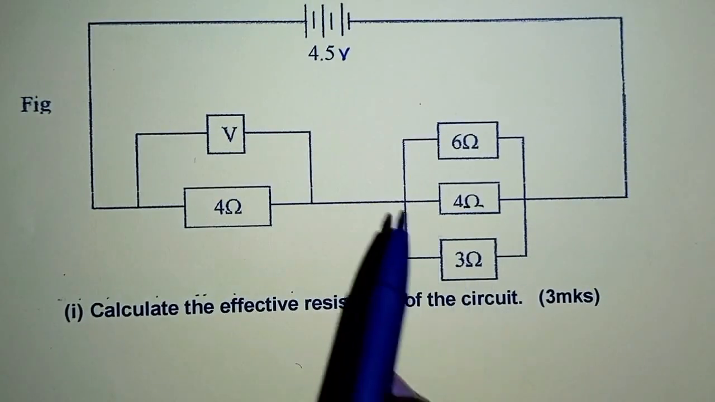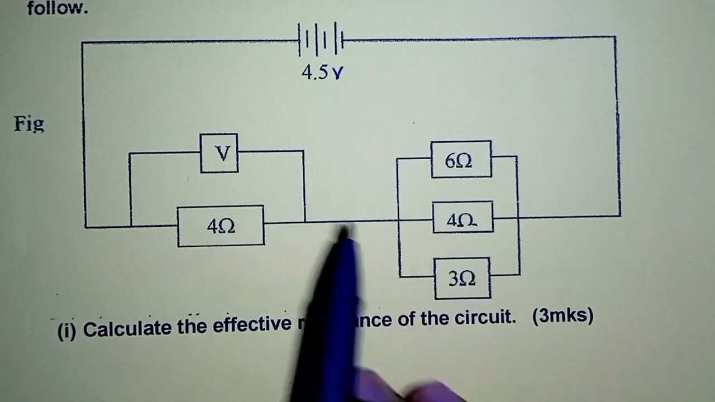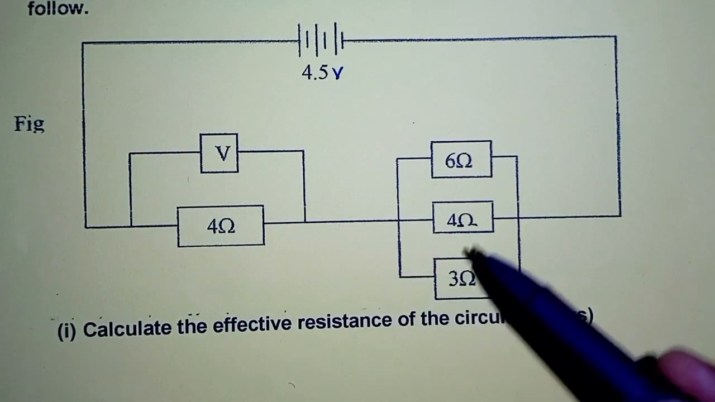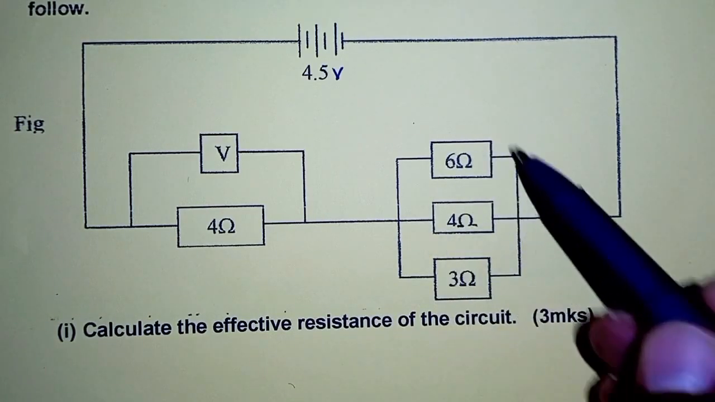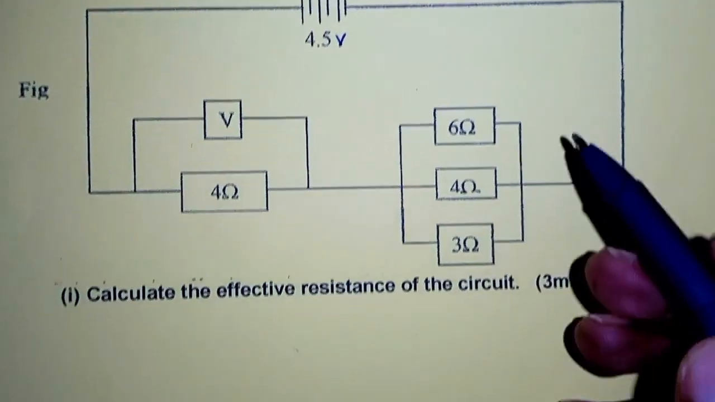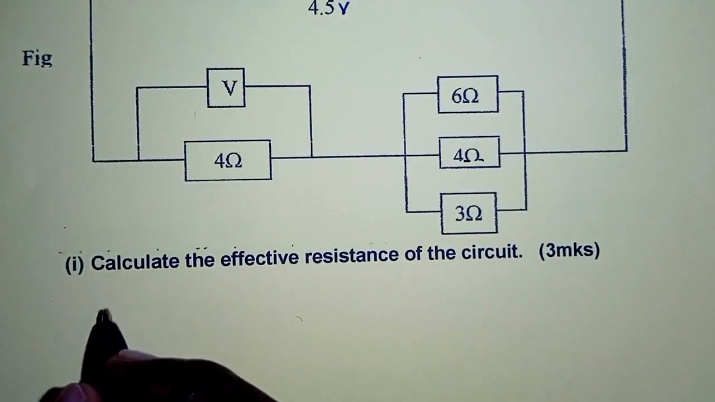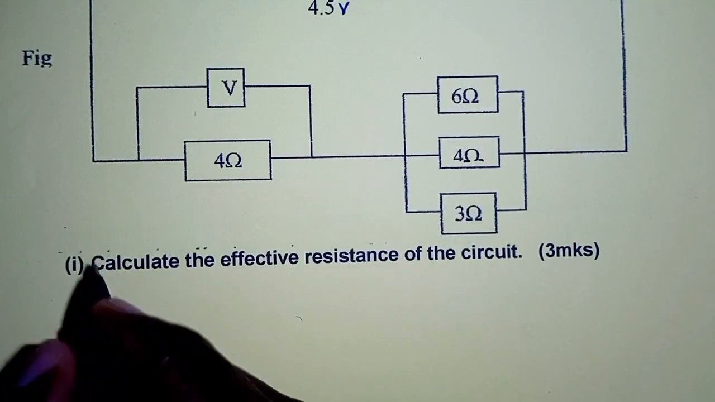So we are going to determine the total resistance for this circuit. We are going to begin by getting the total resistance for this part here. Now, for this part, we have these three resistors connected parallel to each other. So we'll have the effective resistance for this part given as follows.